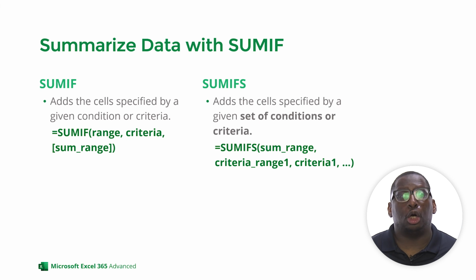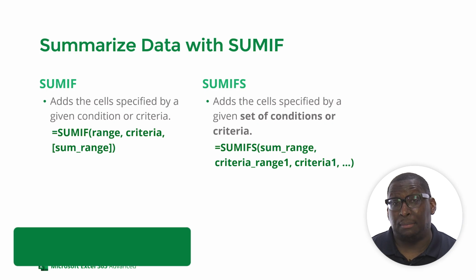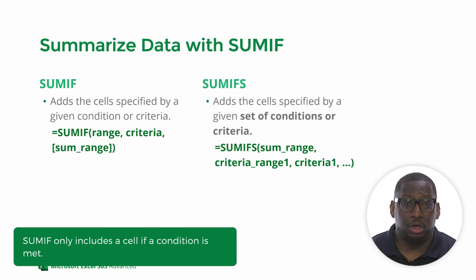So let's say we have a large range of sales numbers, and I want to, for whatever reason, get the total of sales that are greater than 500, right? I only want to include the sale number in the total if it's greater than 500. The SUMIF function is what I would use for that.